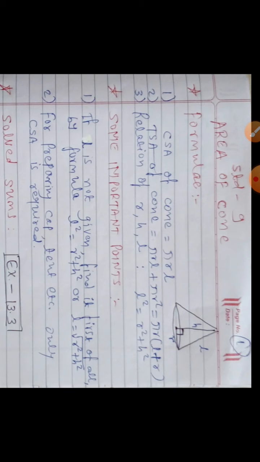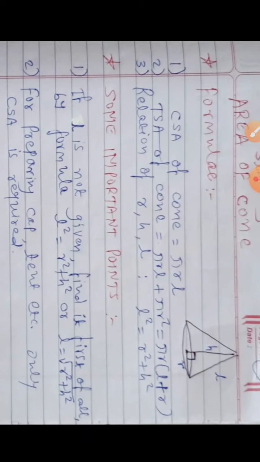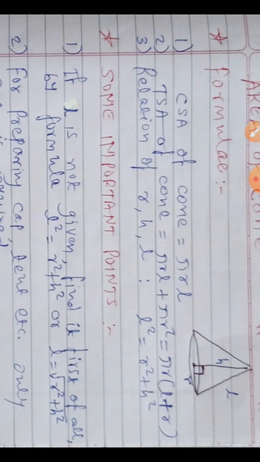Okay, and there is a right angle triangle formed at r, h, and l. There are three measurements of the right angle triangle. Now, if you look at formula number 1 and 2, you can see L is used in both formulas, L and R. H is not used, meaning height is not used, slant height is used.